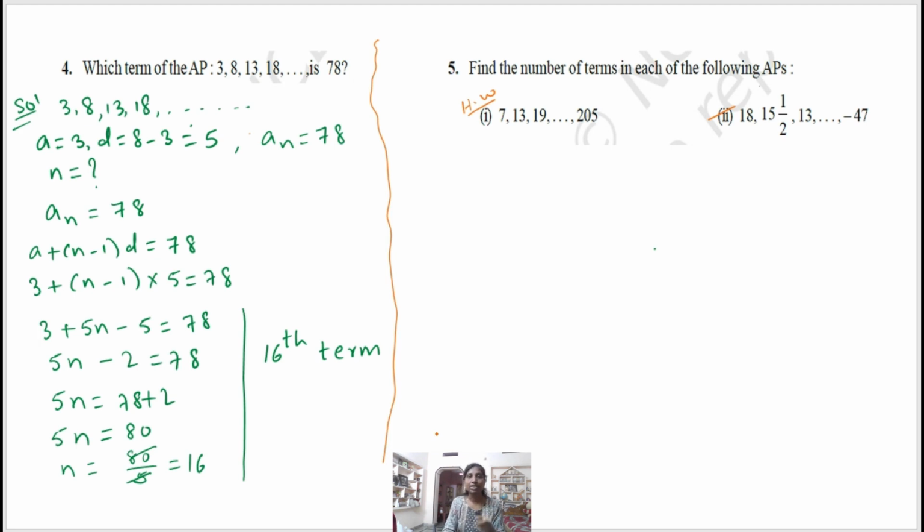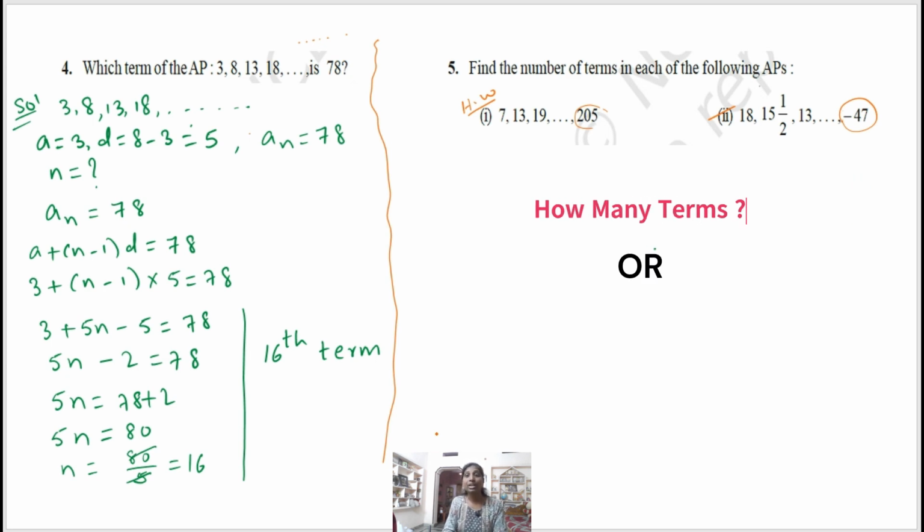The previous question and this question both are same. The only difference is that in the fourth question the series is going on, the last term is not given, which means it is an infinite series. But here the last term is given. Here 205 is the last term, and here minus 47 is the last term. So we have to find out how many terms are there in this AP.